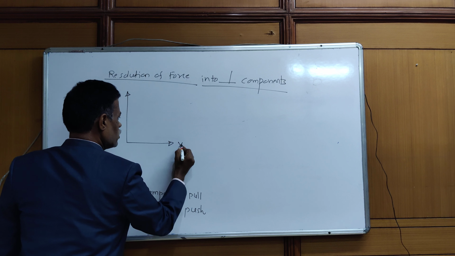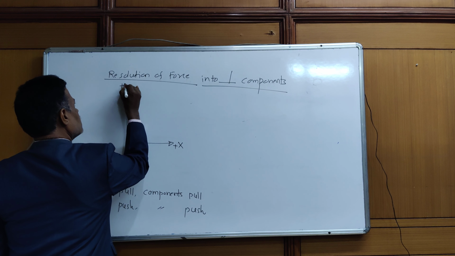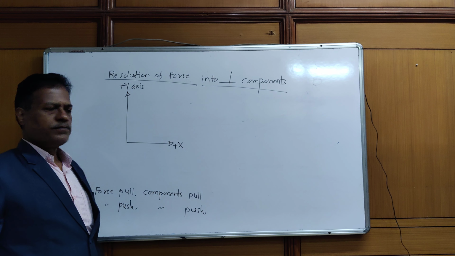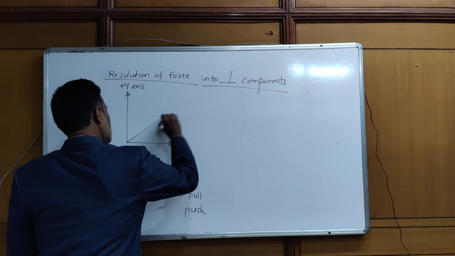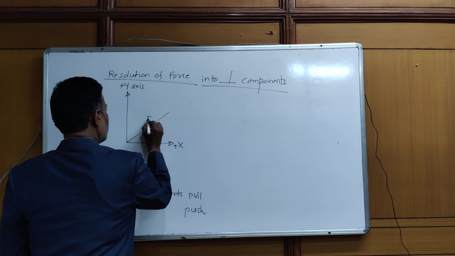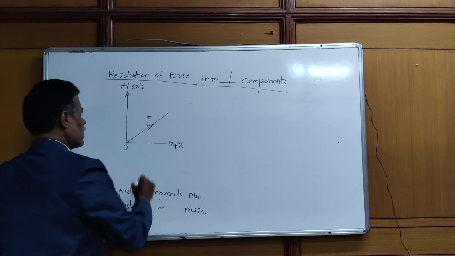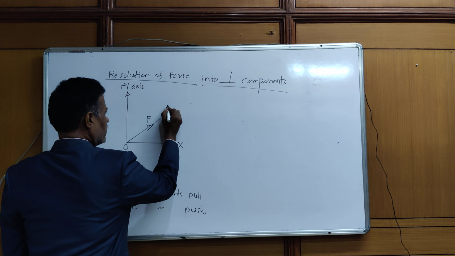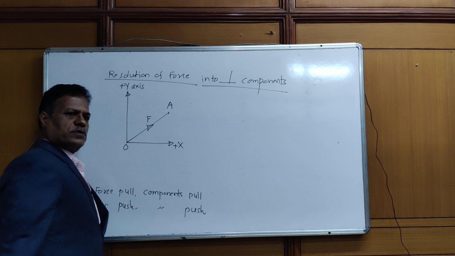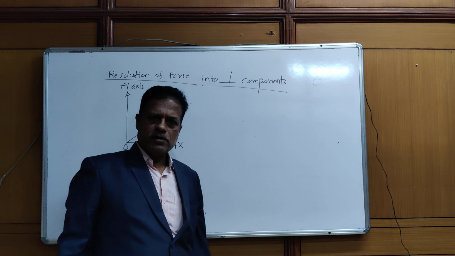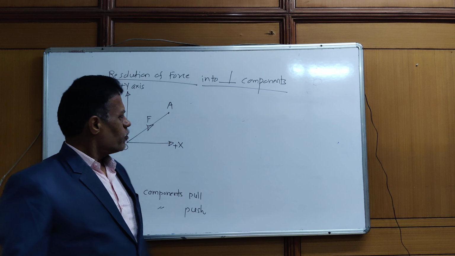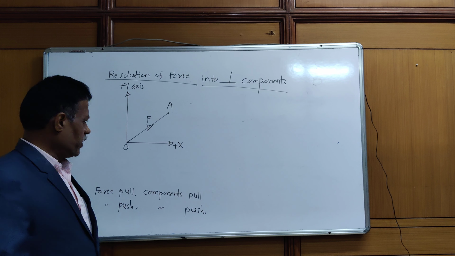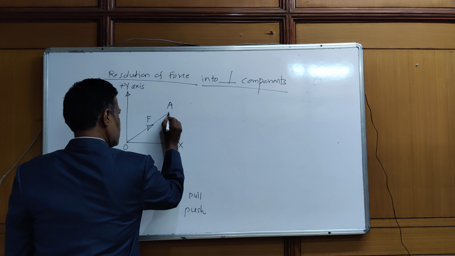Suppose this is the positive x-axis and this is the positive y-axis in two dimensions. Suppose this is the line of action of force F. Force F is acting at O. Length OA represents the magnitude of the force, and the arrowhead on OA gives the direction of the force. From point A on the line of action of force F, we draw a perpendicular on the x-axis.